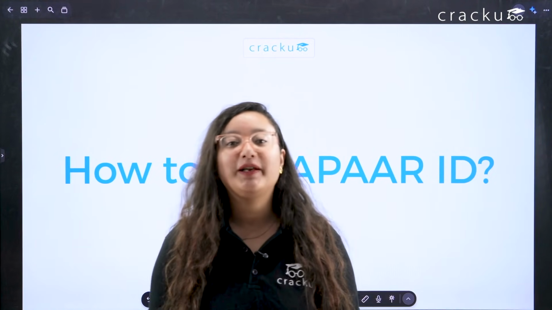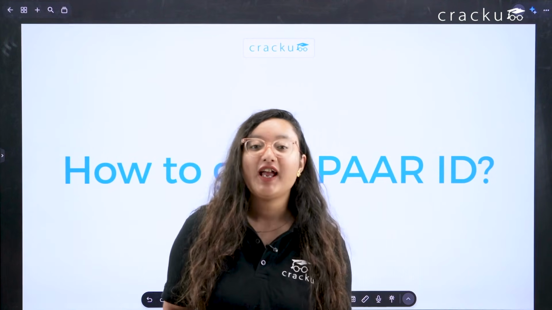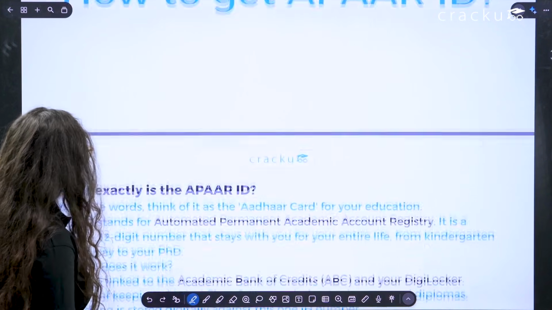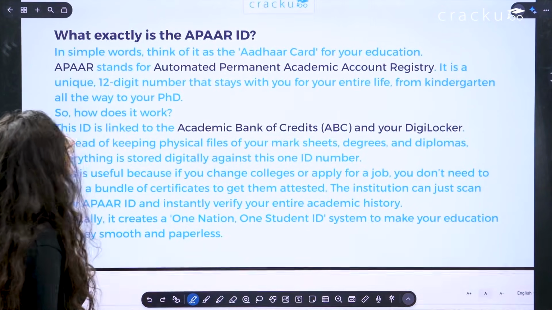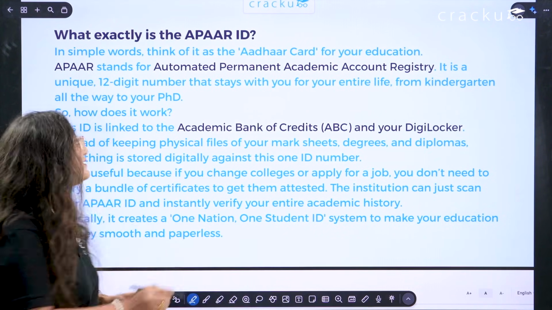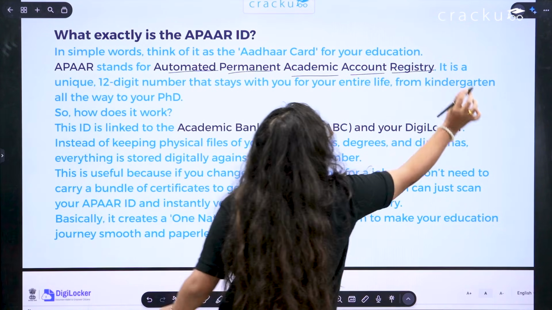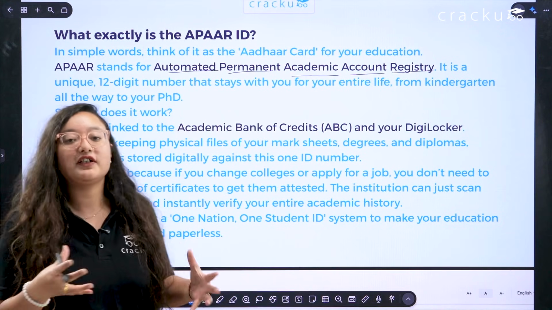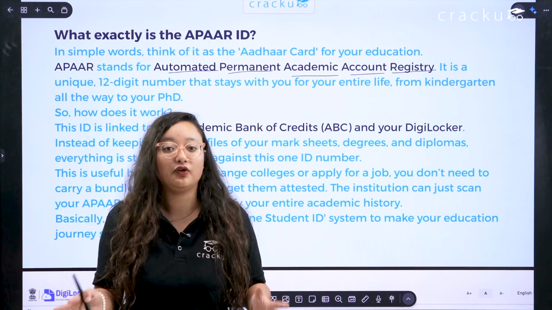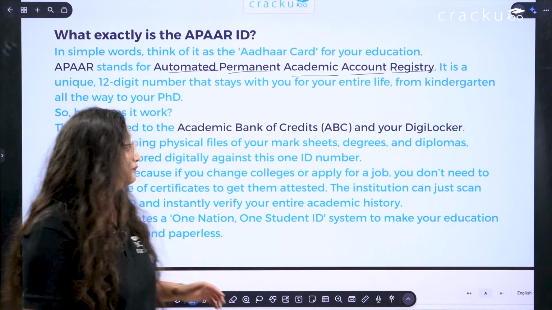In this video, we'll see what an APAR ID is and how to get it done. Okay, so let's see what an APAR ID is first. In simple words, APAR ID is the Aadhaar card of your education. APAR stands for Automated Permanent Academic Account Registry. So it is a unique 12-digit number that stays with you from your kindergarten to your PhD level. So let's dive into it and see exactly what it is.